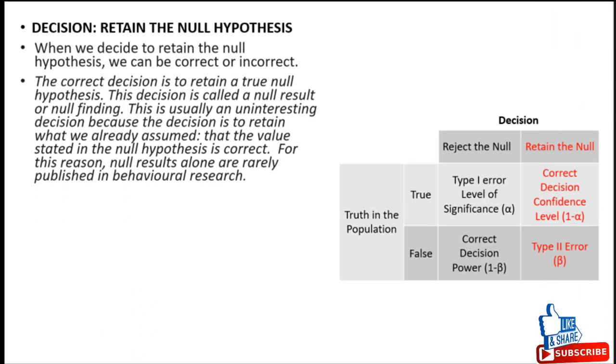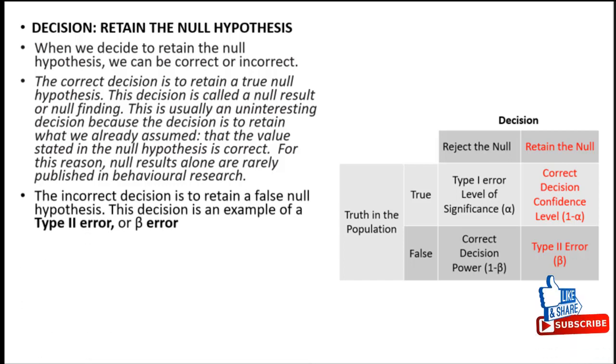The correct decision is to retain a true null hypothesis. This decision is called a null result or null finding. This is usually an uninteresting decision because the decision to retain what we already assumed is not very important. For this reason, null results alone are rarely published in the behavioral research.